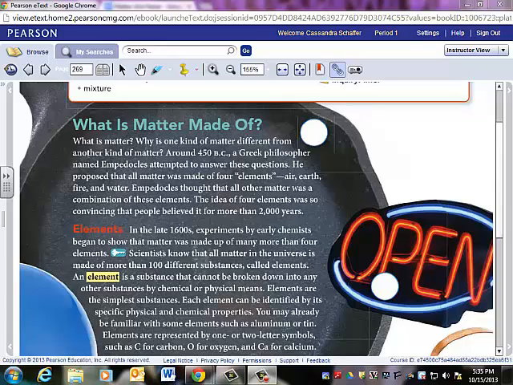Hi, sixth graders. This is the second video in our What is Matter unit, and this is the reading over pages 269 and 270. We are going to stop on page 270 once we finish reading about atoms.